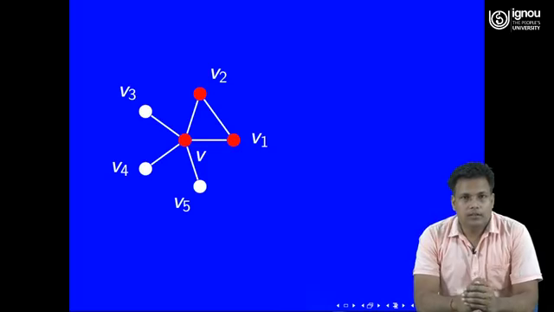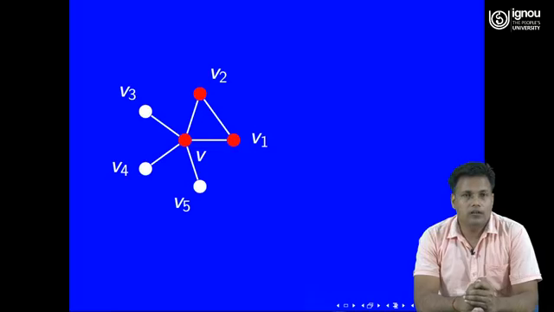For example, let's look at this graph. The vertices shown in red are pairwise adjacent to each other, and hence they form a clique. On the other hand, if you look at the vertices, say V3 and V5, then you can see that they are not adjacent. And in fact, V3, V4, V5 are pairwise non-adjacent, and hence V3, V4, V5 form an independent set.